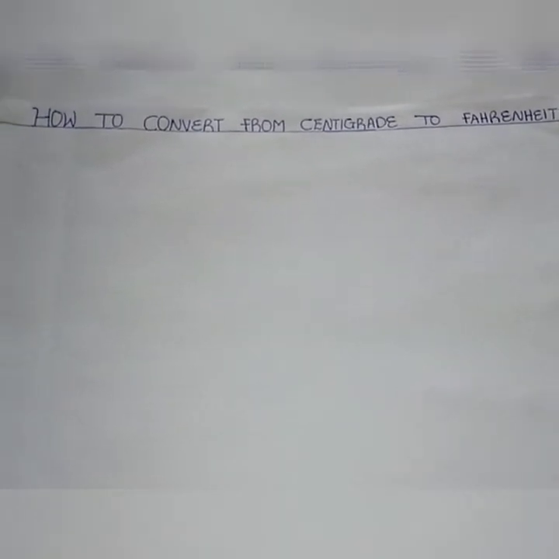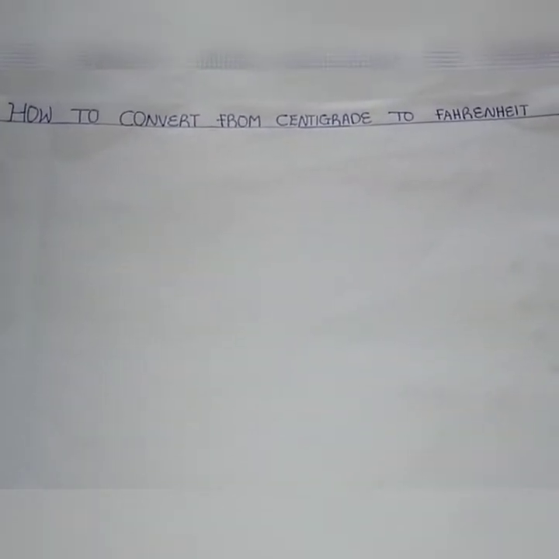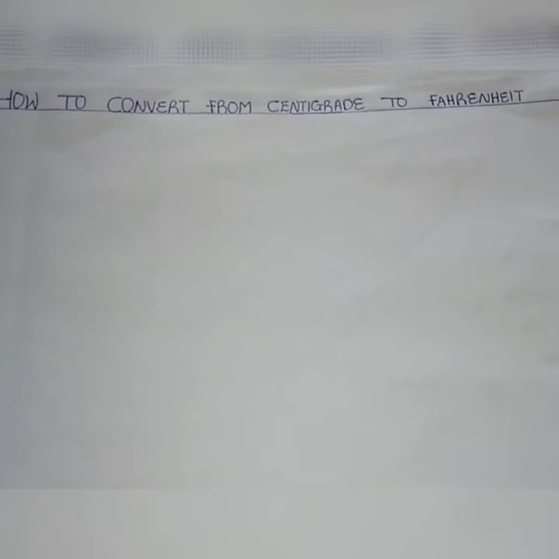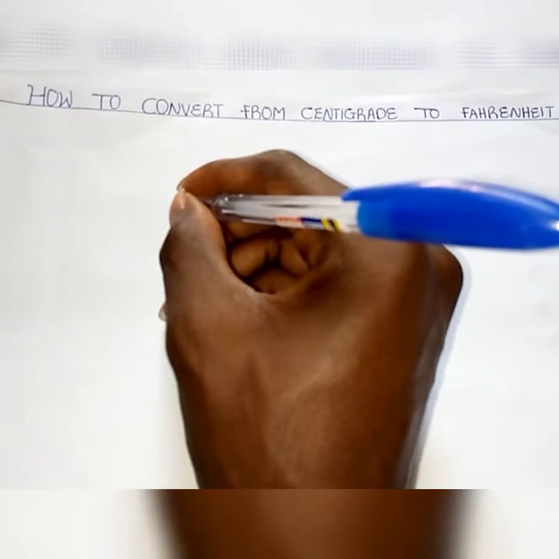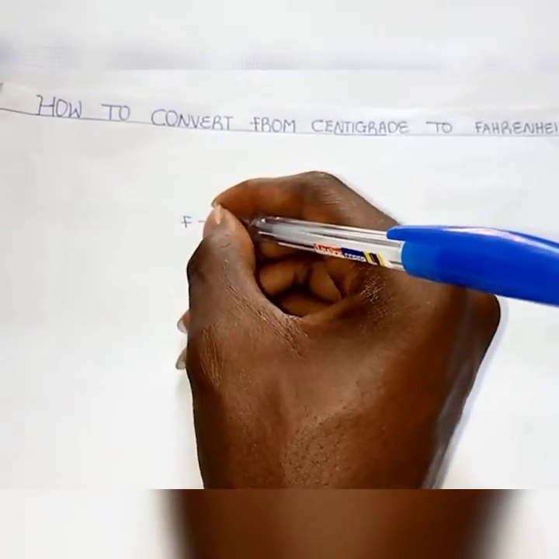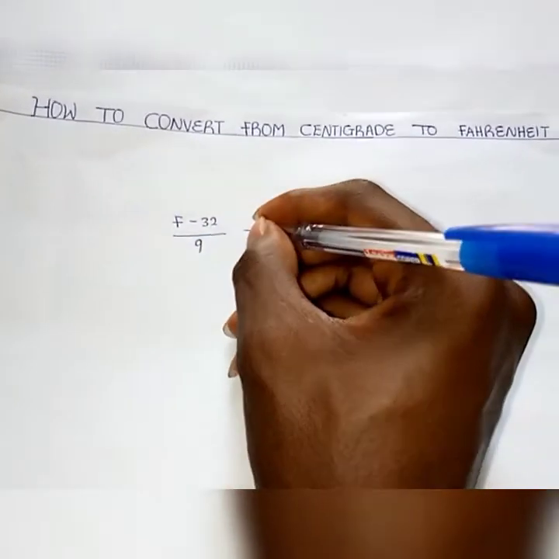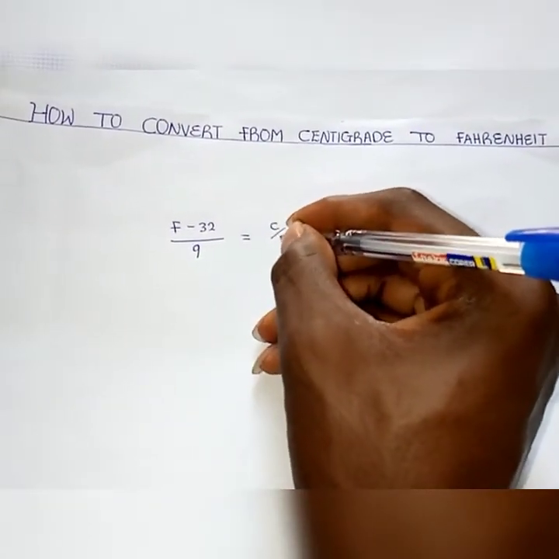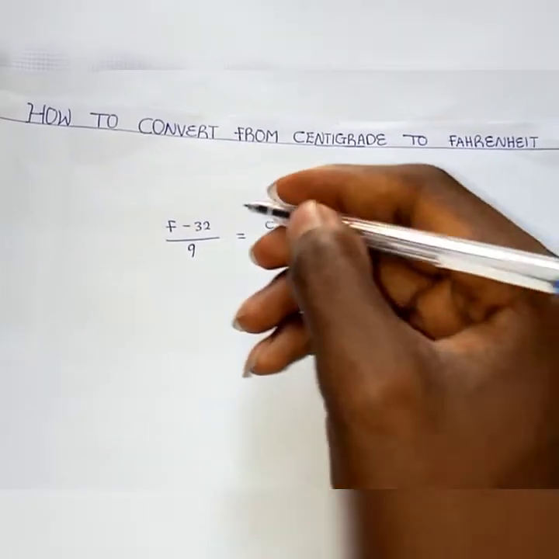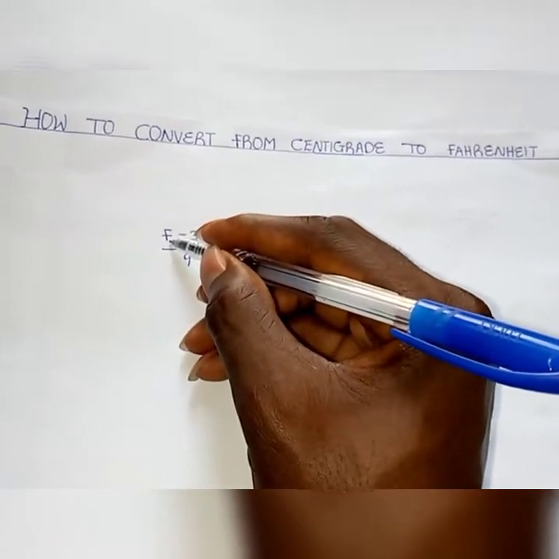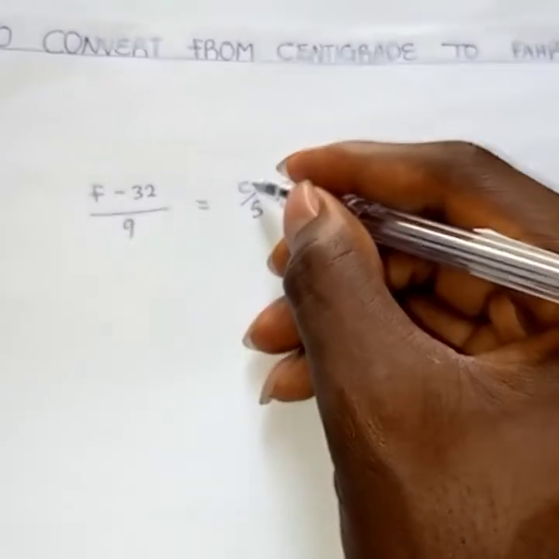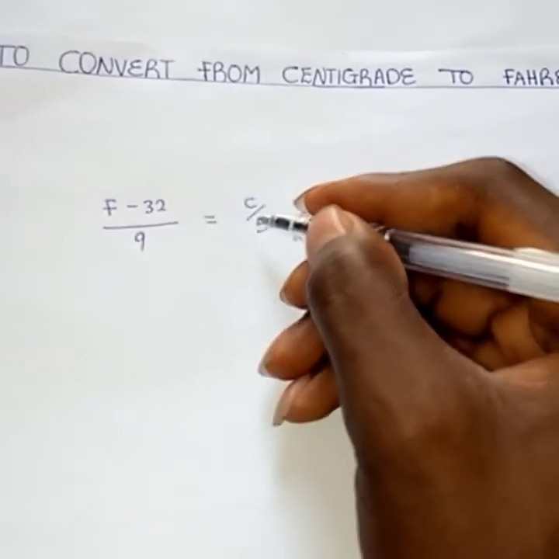So what we're looking at today is how to convert from centigrade to Fahrenheit, or from Fahrenheit back to centigrade. To be able to convert from Fahrenheit to centigrade or from centigrade to Fahrenheit, we need a formula, which is (F - 32)/9 = C/5. Here in this formula, F represents Fahrenheit, while C represents centigrade.